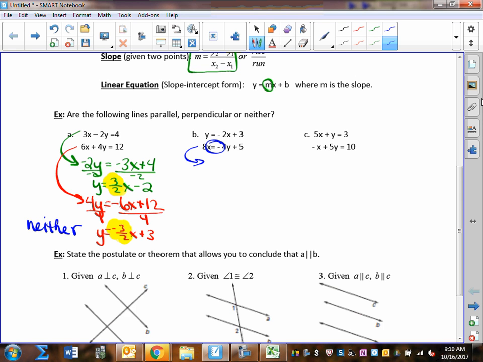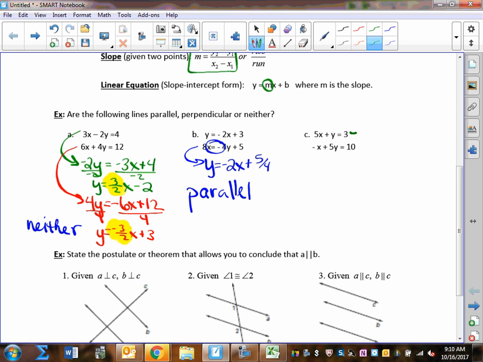When we rewrote this equation, we should have gotten y equals negative 2x plus 5/4. Does that sound right? Okay. So what do we get for this? Parallel, perpendicular, or neither? Good. Parallel. What is our slope for this? Good. Negative 2. Our slope is negative 2 for both of those.